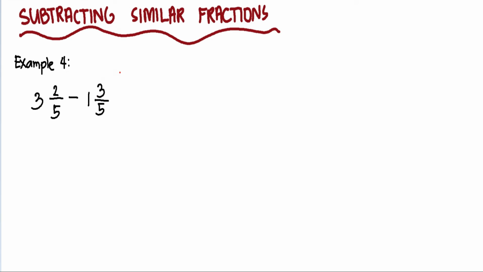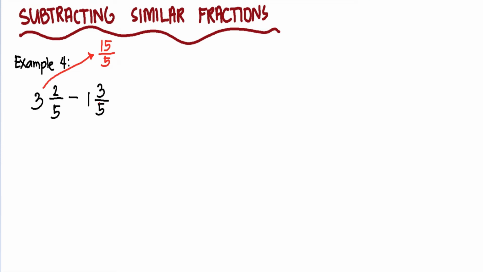We have to borrow from our whole number, which is 3, because 2 is lower than 3. That is why we cannot subtract it. So we will borrow a part of a whole under the 3. Now, the whole number 3 is actually converted into a fraction of 15 over 5. How does 3 become 15 over 5?